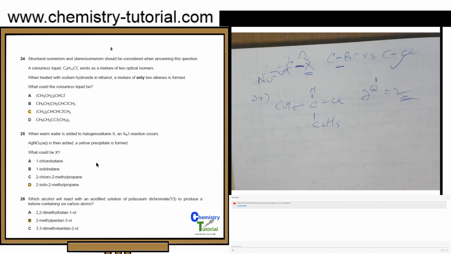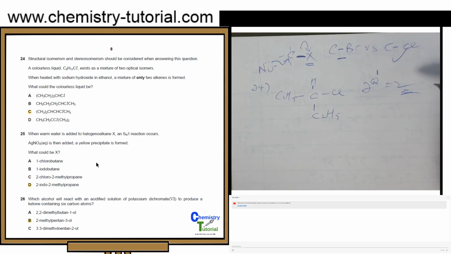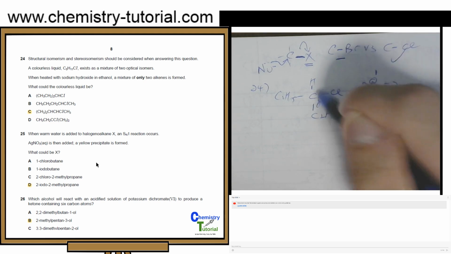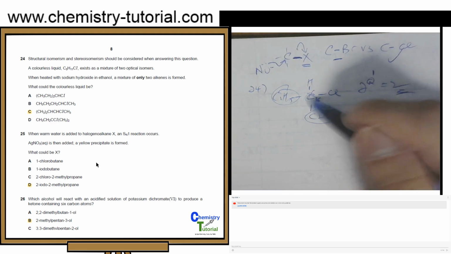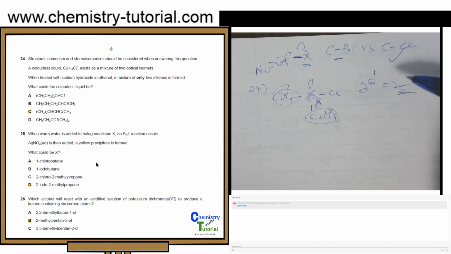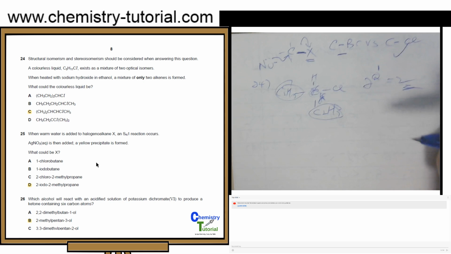So let's check. Do we have any chiral carbon in option A? You don't have any. This is not a chiral carbon because you have two identical groups attached to the same carbon atom. Therefore, option A is out because option A does not exist as a mixture of two optical isomers.